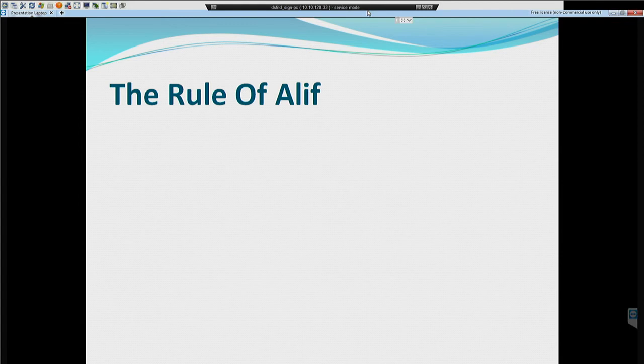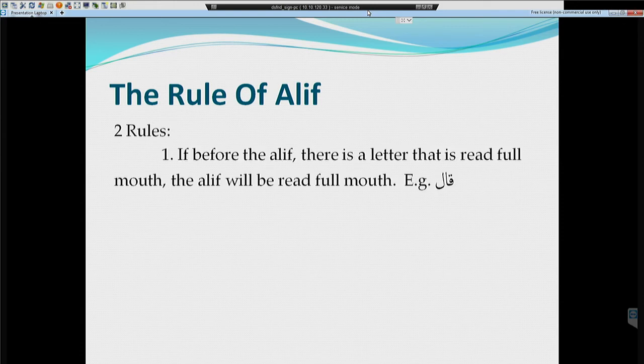The rule of alif. So we talked about the three exceptions. What were the three exceptions from mustafila letters? Alif, lam, and ra. Now the first one is going to be the alif. Now there are two rules with the alif. Alif is very simple. Sometimes I feel like it doesn't need to be mentioned because it's so obvious, but the rules are mentioned in the books of Tajweed. Two rules. The first one is if before the alif there is a letter that is read full mouth, the alif will be read full mouth.